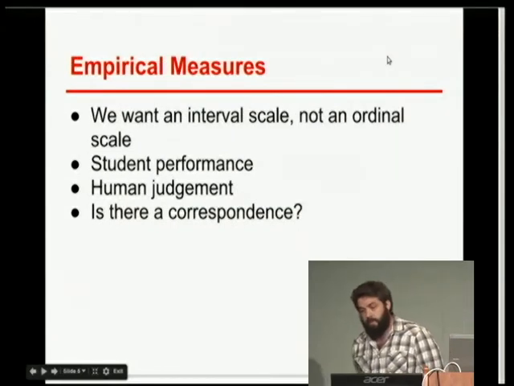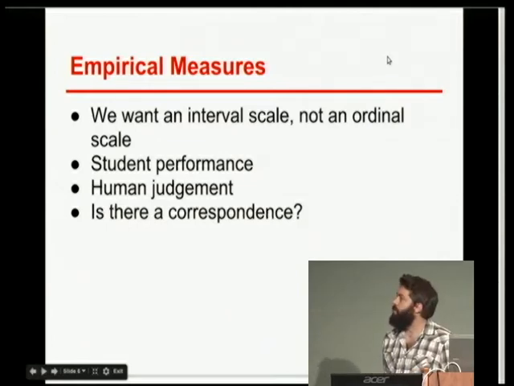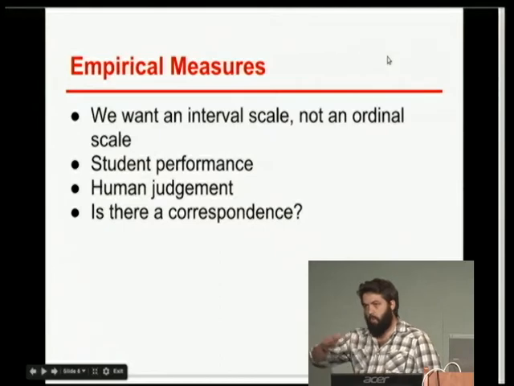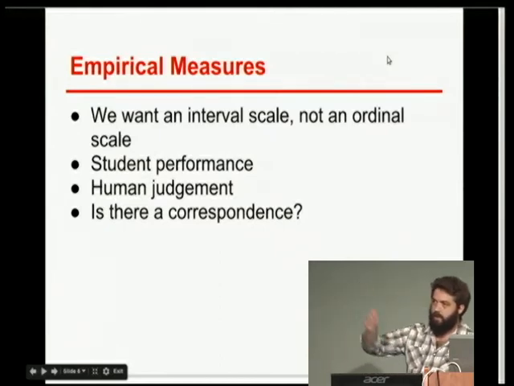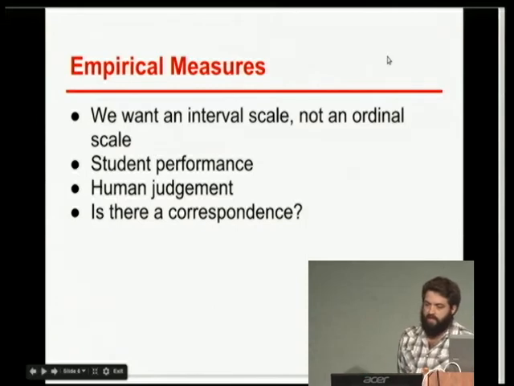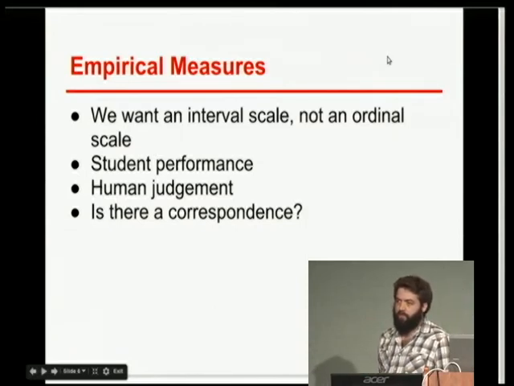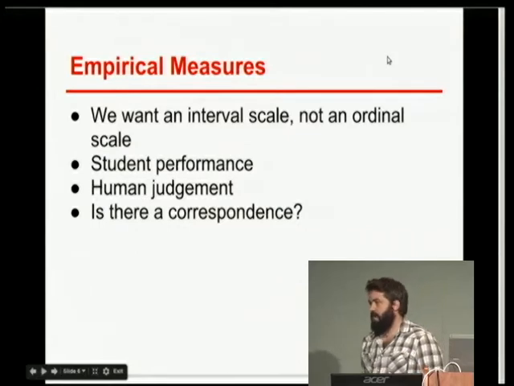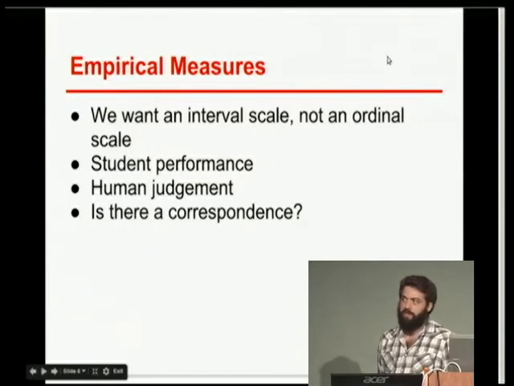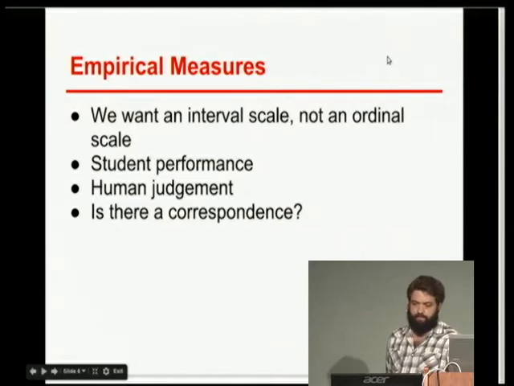So we want this research to be empirically based, and we want to create an interval, not an ordinal scale, and that just means that the distance between 100 and 200 on the scale is the same as 200 and 300. So it's not just an ordering, it's an actual continuous measure of difficulty or complexity of the book. We collected two classes of empirical measures: student performance on an assessment task, which I'll tell you about, and also human judgments of complexity. And this is not the main question, but one of the side questions of the project was, how much of a correspondence is there between what early reading educators believe is complex or difficult and what students believe is complex and difficult through their performance?